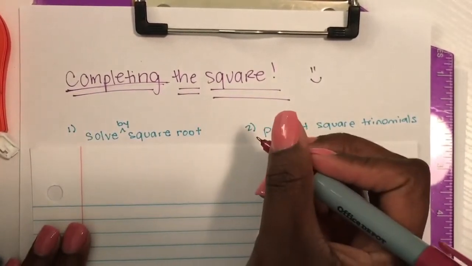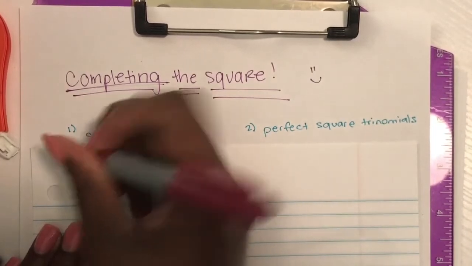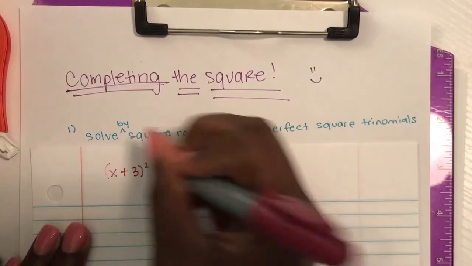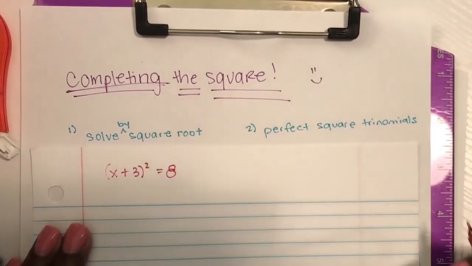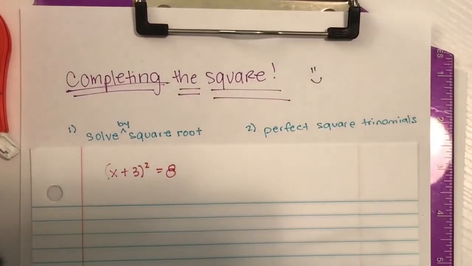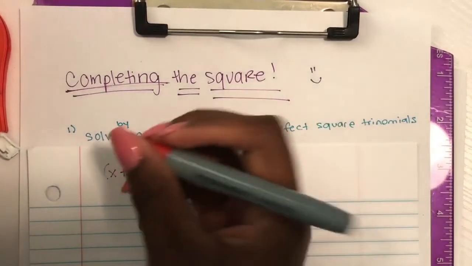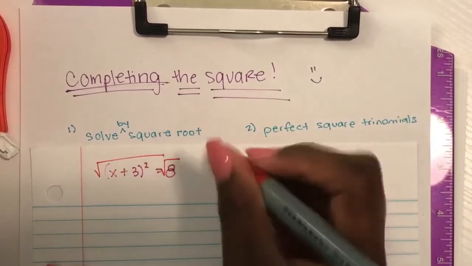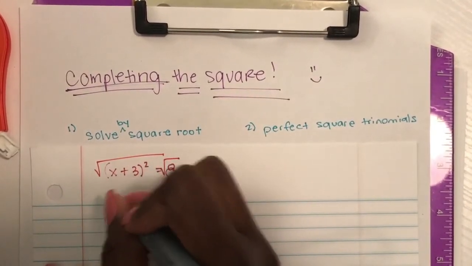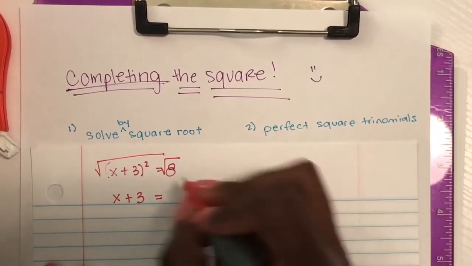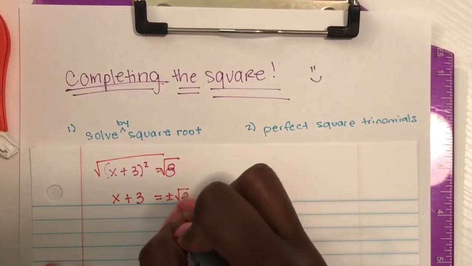So a solve by square root problem would look like this. I just made up a problem. We got x plus 3 squared equals 8. So to solve by square root, you literally solve by square root. So your first step with this problem is to take the square root of both sides. And so this will be x plus 3 when we take the square root of that left side, and this will be plus or minus square root of 8.